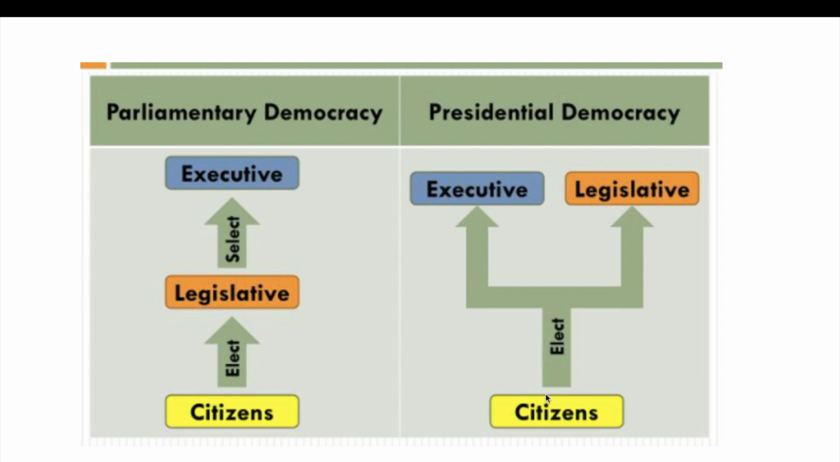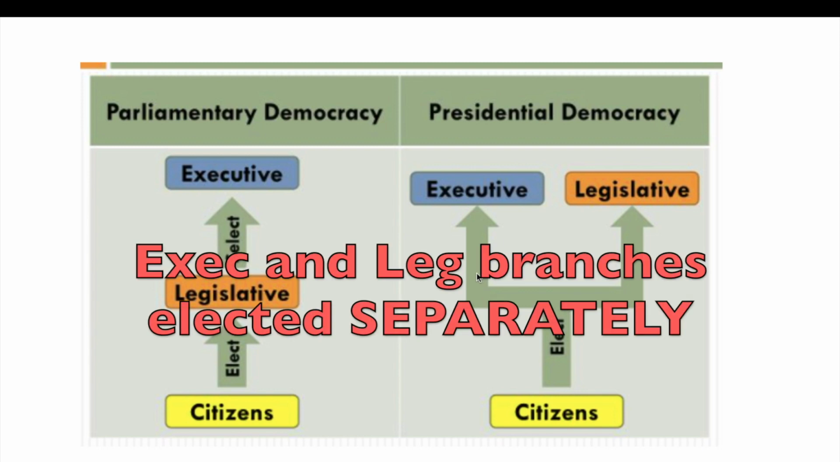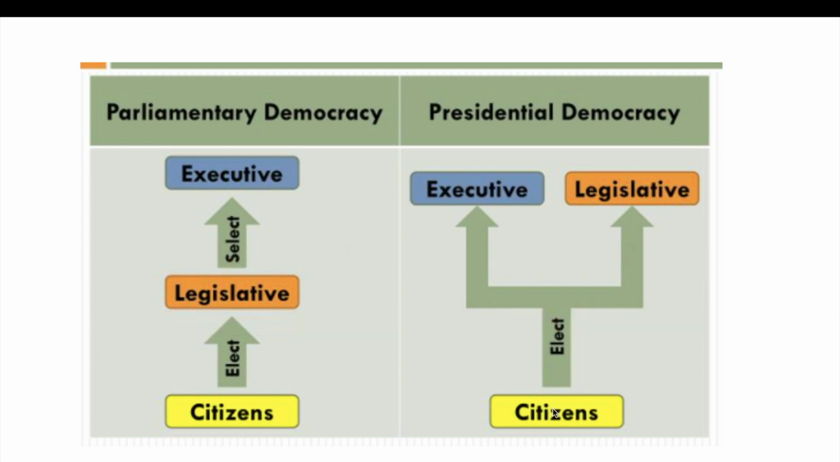Now, in a presidential form, the citizens elect both the executive leader, we call it the president, and the legislative branch, our Congress, the Senate, and the House of Reps. So in a presidential form of democracy, the citizens elect both, and the executive power and legislative power are separated.